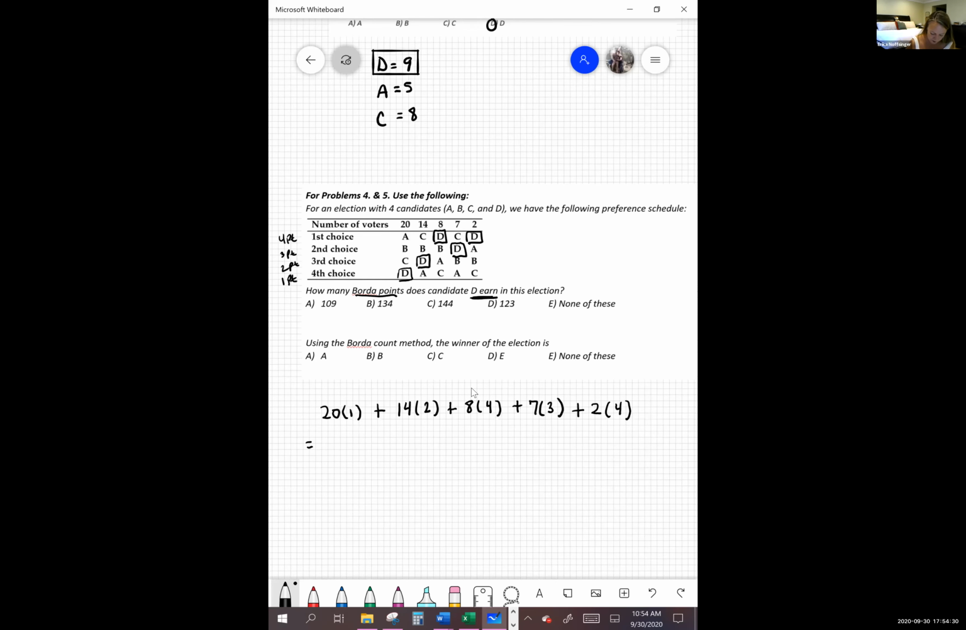So the Borda count for D is 20, plus 14 times 2 is 28, plus 8 times 4 is 32, plus 7 times 3 is 21, plus 2 times 4 is 8. So I got 48, 50, 80, 101, 109 points. And it is one of my choices, so my guess is I did my math okay. And I want to go back and check right now.